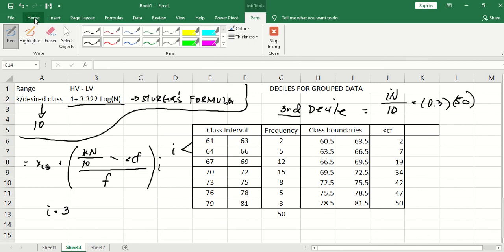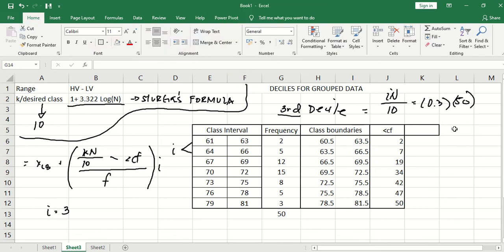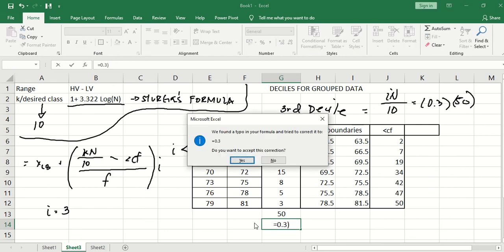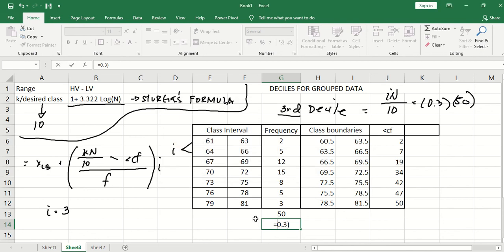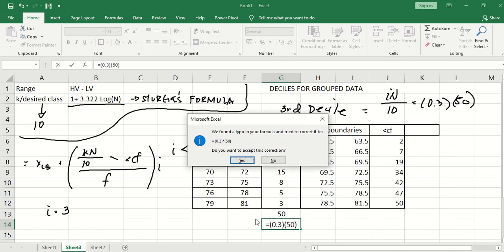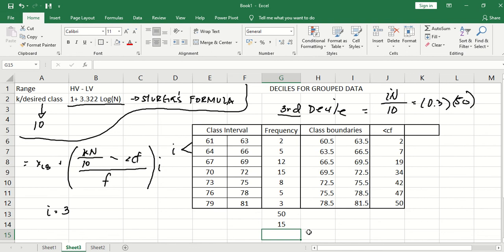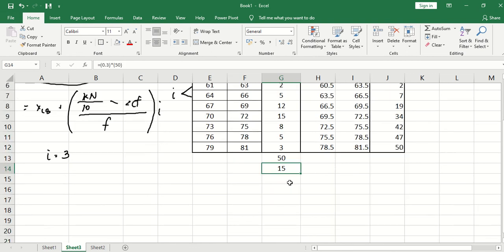So as you can see, it might be better if we type it. So this will be 0.3 times 50. So this one is 15. So 15 is the position that comes first here at the top.